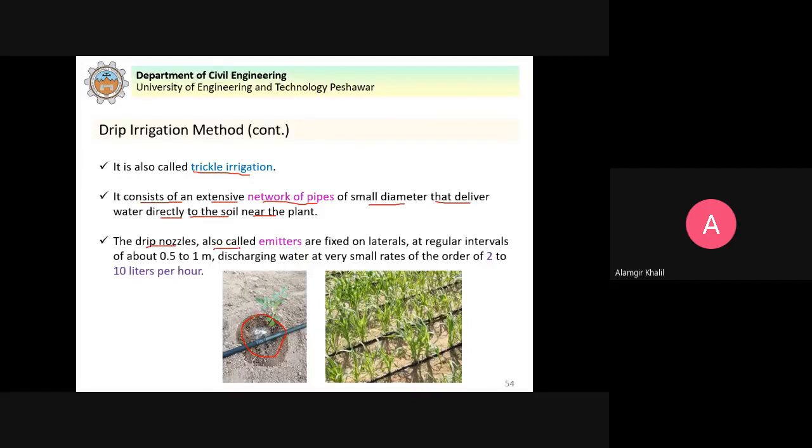The drip nozzles, also called emitters, which emit the water, are fixed on laterals at regular intervals of about 0.5 to 1 meter, discharging water at very small rates of the order of 2 to 10 liters per hour. So small pipes supply the water slowly and directly underneath the plants. These are more efficient methods, but their installation, operation and maintenance can be a big issue or challenging part, which is why we could not have adopted these systems on a large scale in Pakistan.